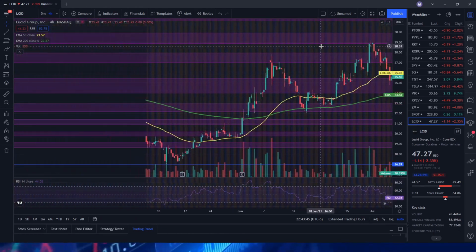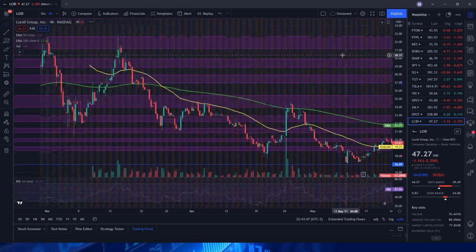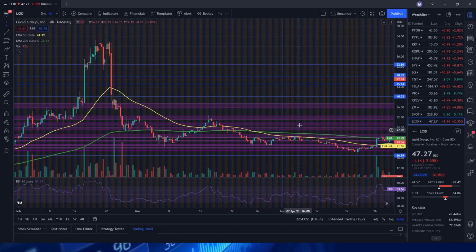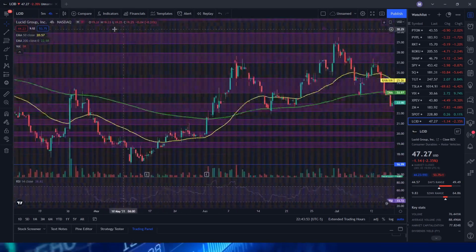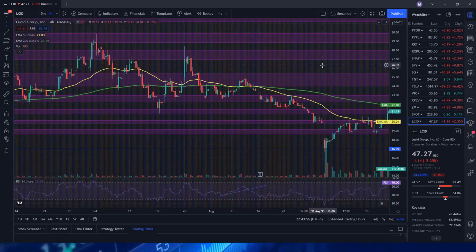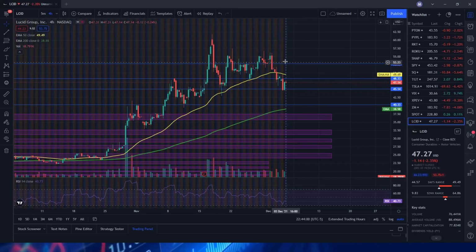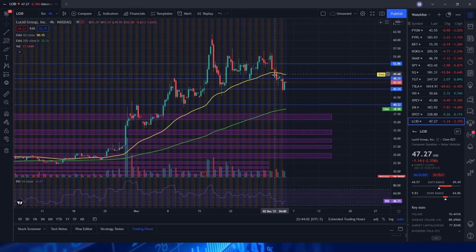If that does happen, be very cautious of buying. It doesn't always signify it, but it almost always normally does signify some kind of drawback. So right now, I don't see that. It's just trading between these two lines right here, and there's a lot of volatility.